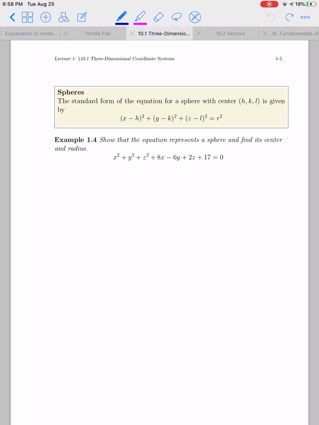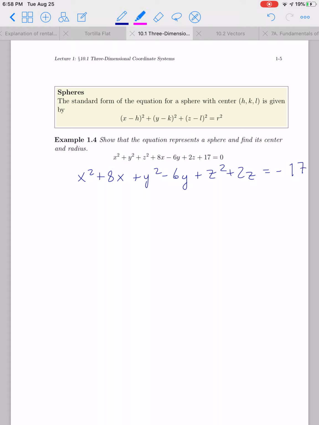Okay, so in order to find the center and then the radius of a sphere, we're going to have to put it into a standard form. This problem is asking us to do that for this equation here. Now, let's group the like terms. This will be familiar once we get going with it. So we'll have x squared plus 8x plus y squared minus 6y plus z squared plus 2z. And I'm going to move 17 over to the right-hand side as negative 17. It's not crucial, but I think it's a little bit easier to do it that way.